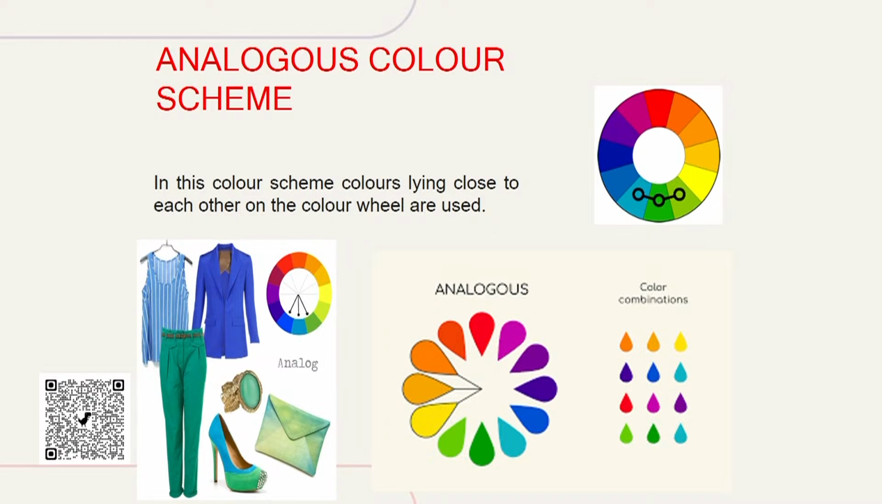So to create an interesting look, you can use the top and bottom of an analogous color scheme, and you can combine it with a third color which is also part of the analogous color scheme. For example, you can take a clutch, a ring or some jewelry, or your heels or footwear can be of the analogous color scheme.